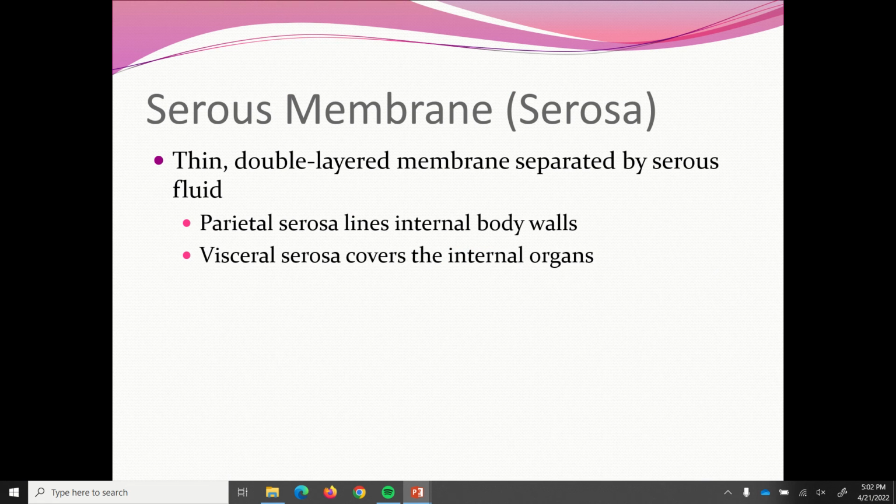The peritoneum, the pleura, and the pericardium are all part of the serous membrane family. Serous membranes line the ventral body cavities, and they are thin, double-layered membranes separated by a fluid, the serous fluid. Serous fluid reduces friction as the organs move. The parietal serosa will connect and line the internal body wall. The visceral serosa will be the layer that lines and connects to the internal organ.